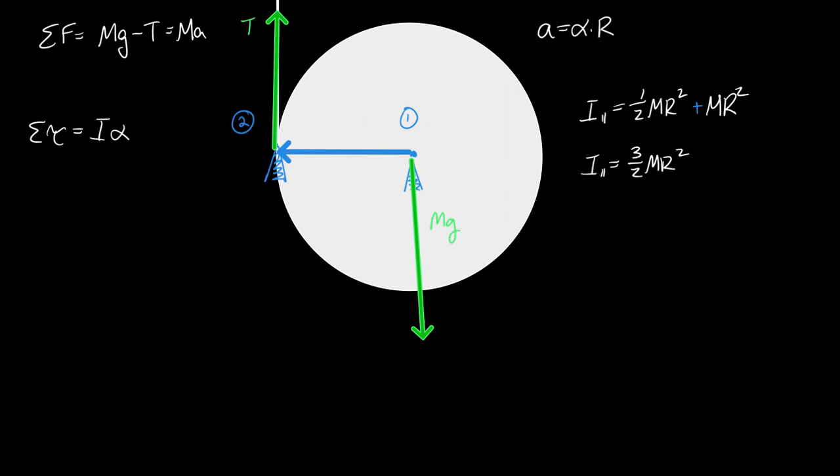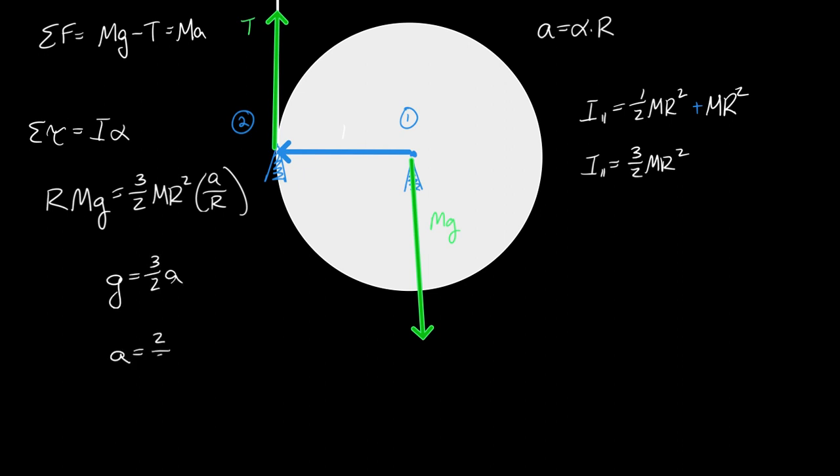Our torque is pretty easy. The torque arm length is r, the radius. The unbalanced force is mg. And our inertia is 3/2 mr squared times a over r. I brought all the pieces together. Now, you see that all the r's are going to cancel, right? Do you see that the m's are going to cancel too? That gives me g equals 3/2 a, or a equals 2/3 g.